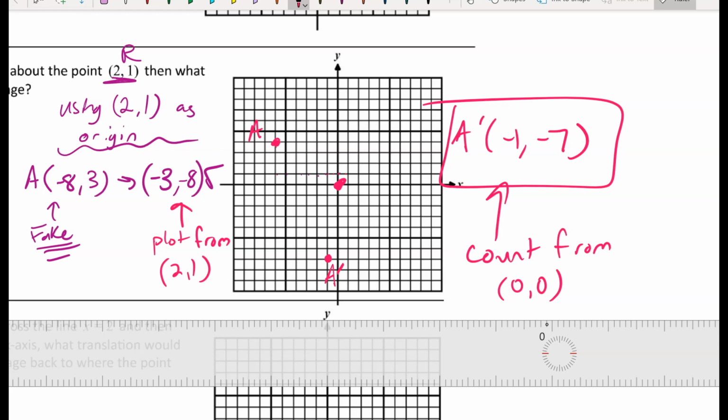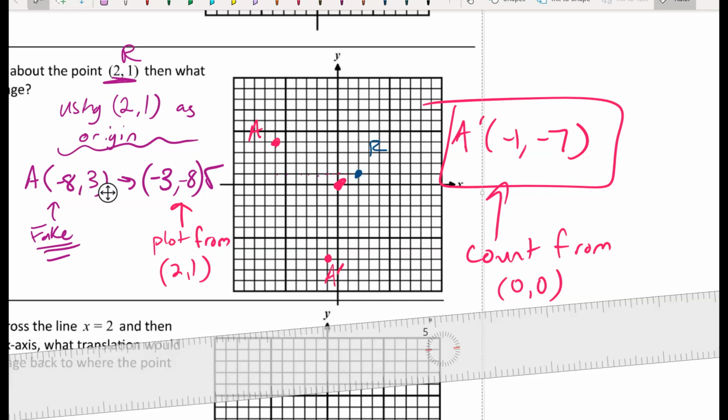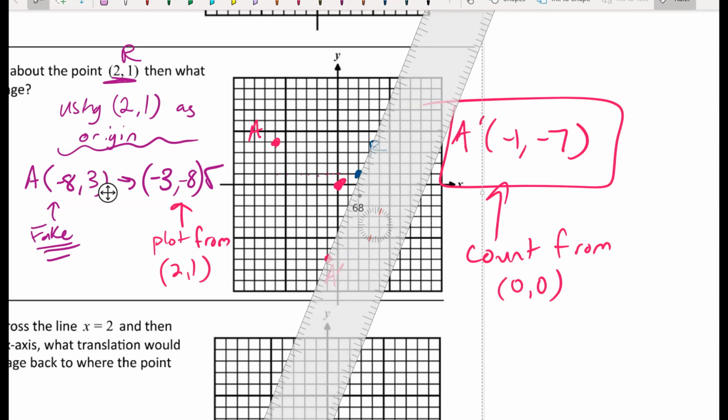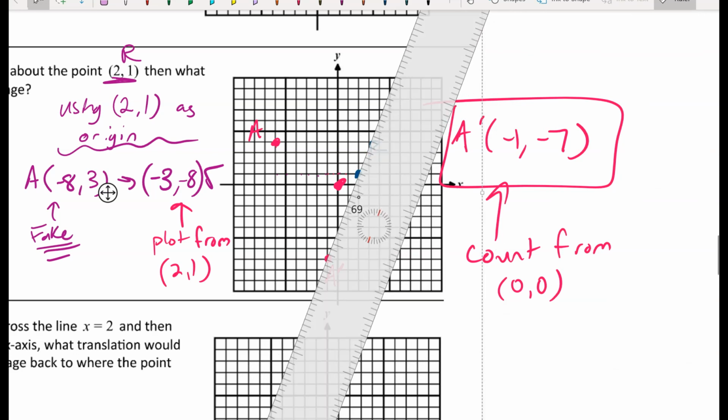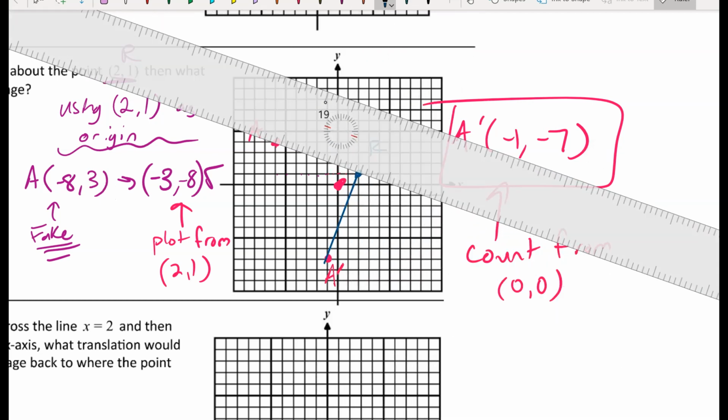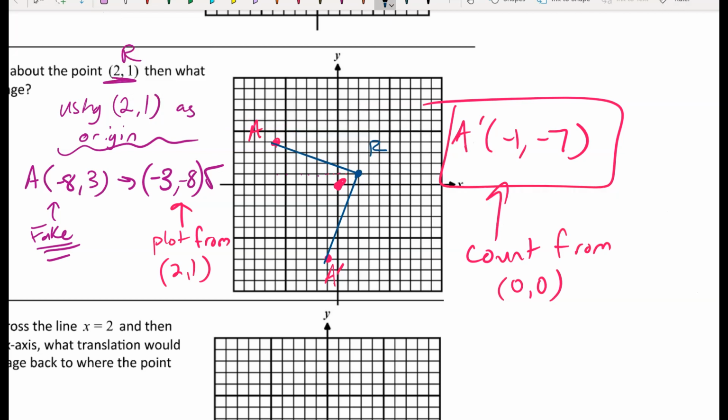And the good news is, right, you could always check just by going back to 2, 1, that point R right there. I'll make it a little bit darker. I want to show that this is a 90-degree rotation, so watch what I'm going to do. I'm going to connect A prime to R and A to R, and look at what kind of angle that makes. Oh my gosh, it's a right angle. So that could be one way just to mentally check yourself to see if you did it correctly.